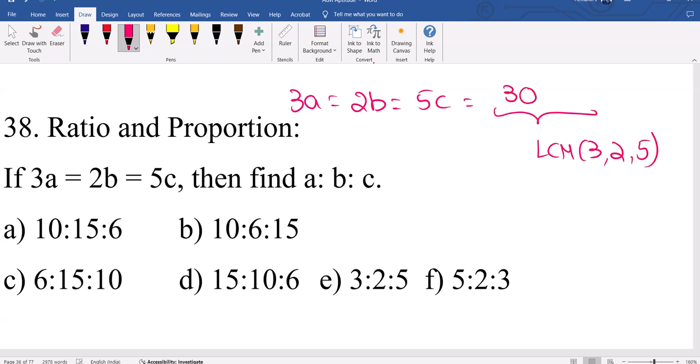Now 3a equal to 30 means a value is 10. 2b equal to 30 means b value is 15. 5c is 30 means c value is 6. I can go with 10, 15, 6. All are equal, I'm assuming some value. It's not necessarily 30, it can be 300 also. We take the LCM of 3, 2, 5, which is 30. Then it's easy, you can directly attack. Okay, 10, 15 and 6.